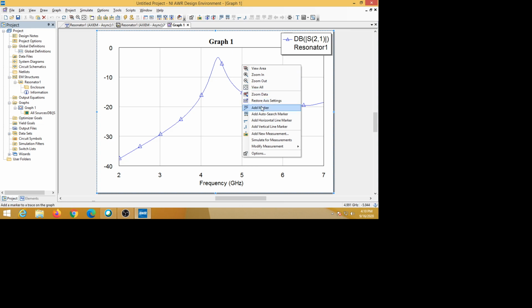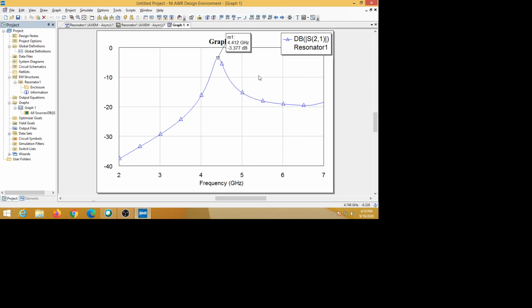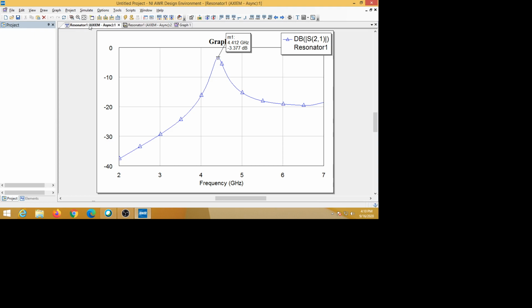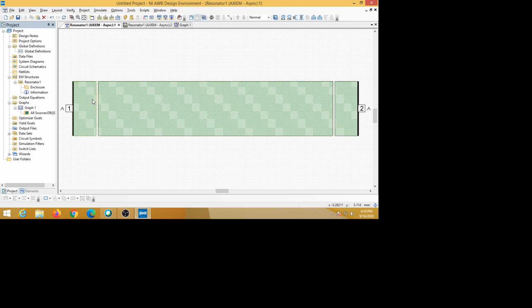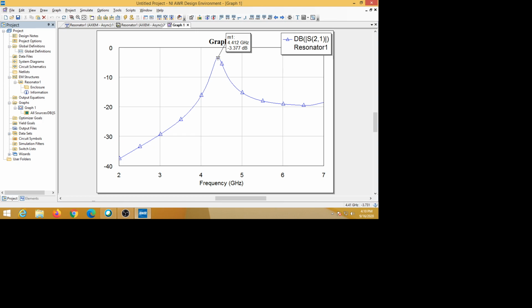You can see at what frequency. There is a marker option. You can put a marker and see it is 4.412 gigahertz. Actually, you defined 5 gigahertz, but we are getting 4.4. That is because in this structure we did not take into consideration this gap. This gap is not considered while designing the structure dimensions. This gap capacitor adds an effect to the resonant frequency of the structure. That's why it is so.